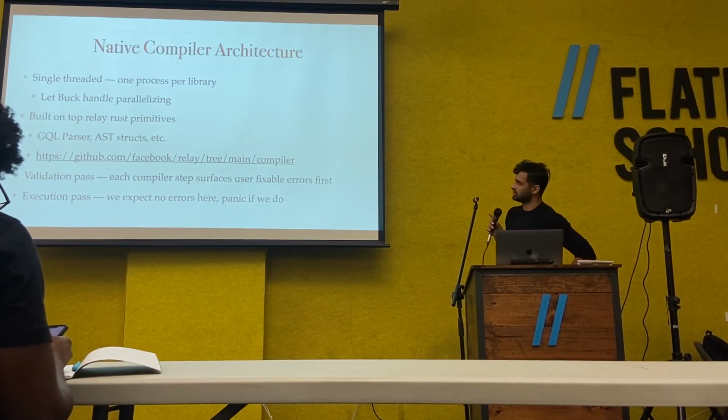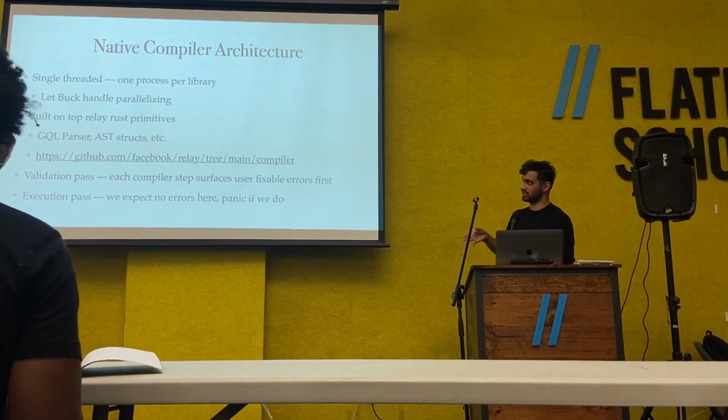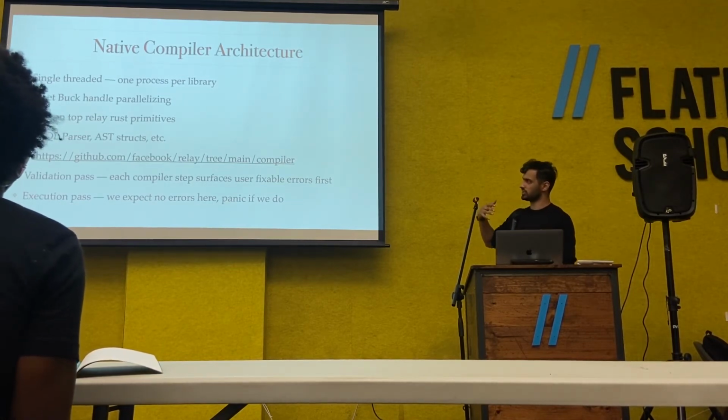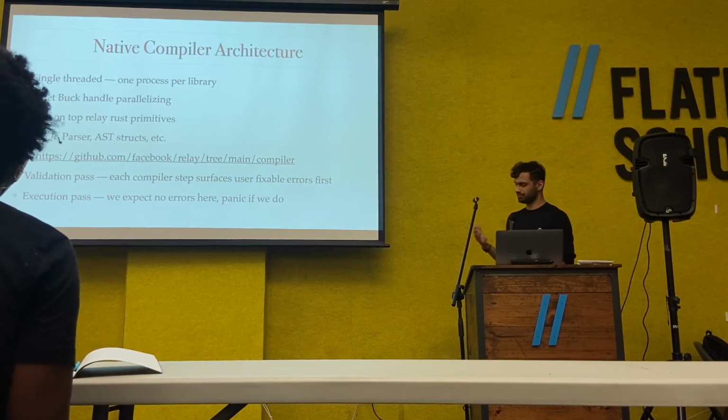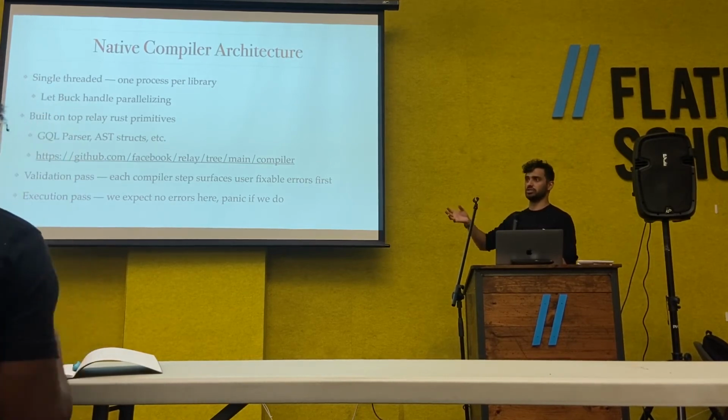And then these two little bullets here at the bottom, the validation pass. This is the way that we separated the compiler into two phases of execution. One was a validation phase, and one was an execution phase. It helped frame the way that we surfaced errors to the user.